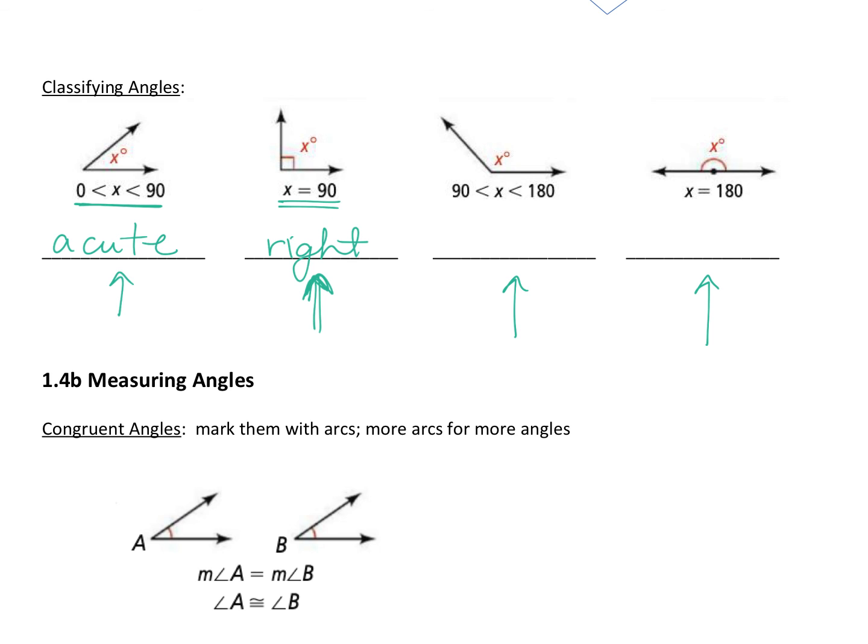And then obtuse. When it's greater than 90, less than 180, we call that obtuse. And then this last one is not as commonly used, so you might not know what this one's called. Straight. Check you out. That is a straight angle, okay? It makes a straight line. It's 180 degrees. Guys, that shows up a lot in this class. When you have a straight line, it's 180 degrees, okay? We'll talk more about that as we go, but it does show up a lot.